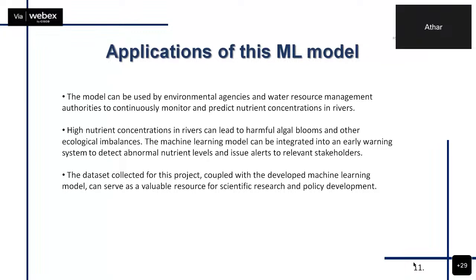To address this, this machine learning model can be integrated into an early warning system. This system continuously monitors nutrient concentration and identifies abnormal levels. It then alerts the appropriate people or organizations, allowing them to take timely action to prevent ecological imbalance and protect the health of the rivers. The dataset collected for this project, coupled with this developed machine learning model, can serve as a valuable resource for scientific research and policy development.